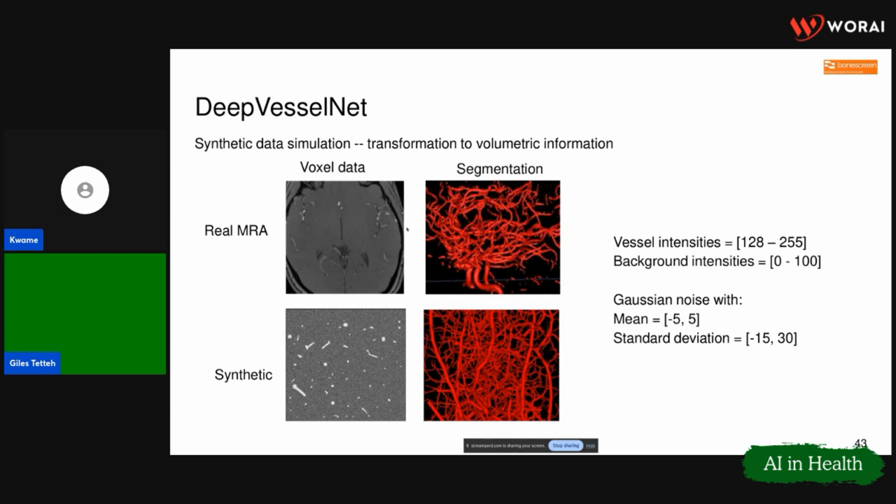And one way to solve this issue has been to resort to what we call synthetic data. So for example, the image up here is the real data, MRA data of the head. And this here is a segmentation of the brain vessels within the data. In an attempt to simulate this, we generate synthetic data, and this is the vessels in that data. And then we can see that they look similar.